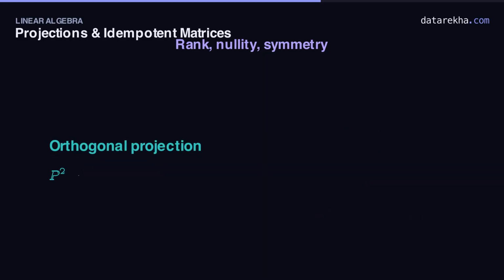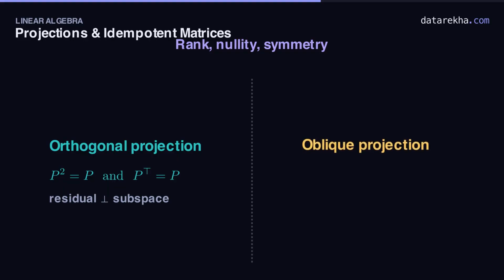One more distinction, and it is the one people trip over. When the projection drops straight down at a right angle, it is an orthogonal projection. And then, and only then, P also equals its own transpose. Symmetric. But a projection can also slide down at a slant, an oblique projection. It still satisfies P squared equals P, yet it is not symmetric. So idempotent alone does not mean symmetric. Symmetry is the extra badge of an orthogonal projection.